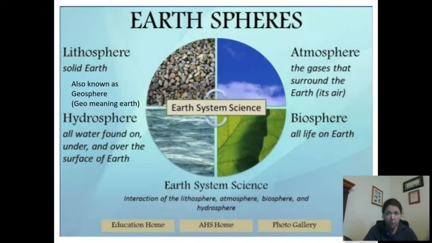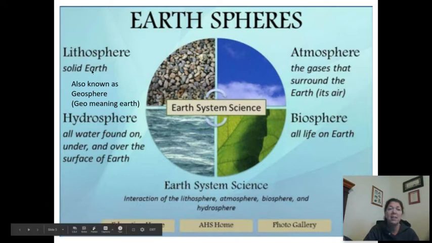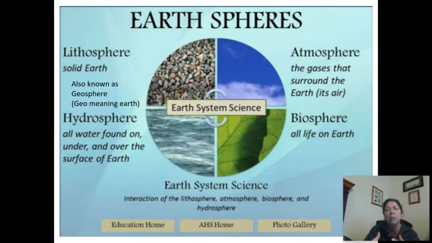Okay, let's start with the four spheres. You have what we call the lithosphere, which is also called the geosphere. Geosphere and lithosphere, those two words are synonyms. And we're going to come back here in just a minute. We're going to break these words down. We're going to look at these prefixes so it'll help us understand the sphere and what its purpose is. You have the hydrosphere, atmosphere, and the biosphere.